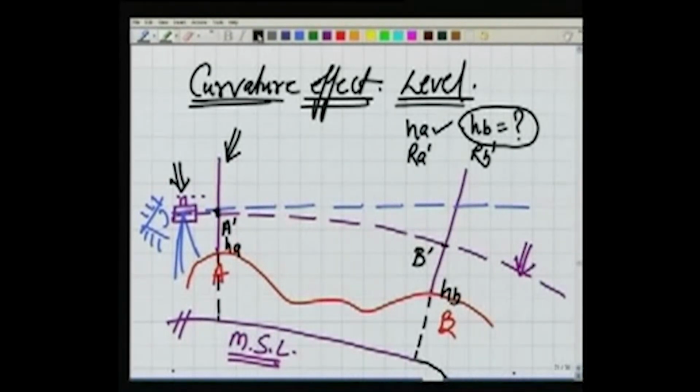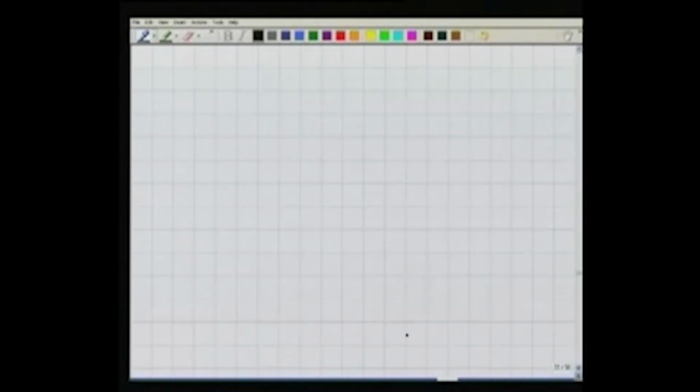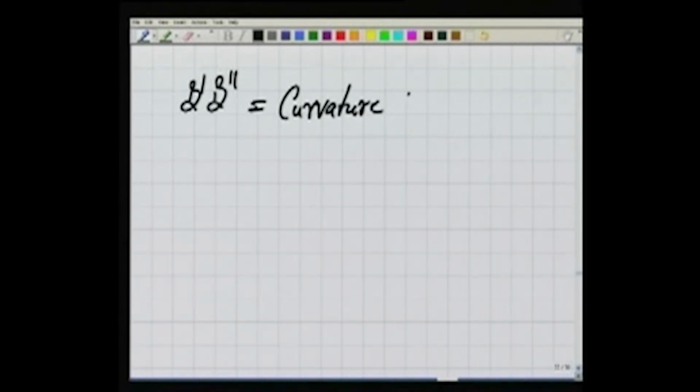Now, we will try to see the exact nature of this error, what this error is. So right now, what we have seen is that instead of looking at B dash, we are sighting at B double dash. This is what is happening. Now, this value, how much is this? B dash, B double dash, we say, is the curvature correction or error due to curvature.